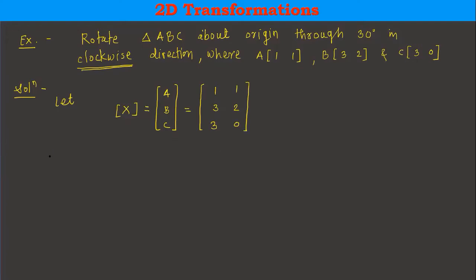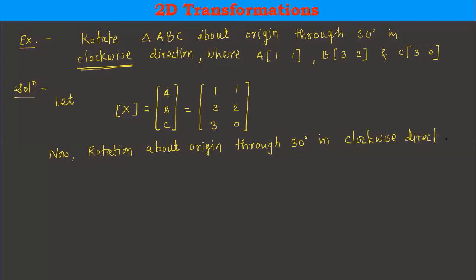Now the transformation is given, what? The transformation is rotation. So we have to write the rotation about origin through 30° in clockwise direction. That is important, clockwise direction. So rotation direction is very important.